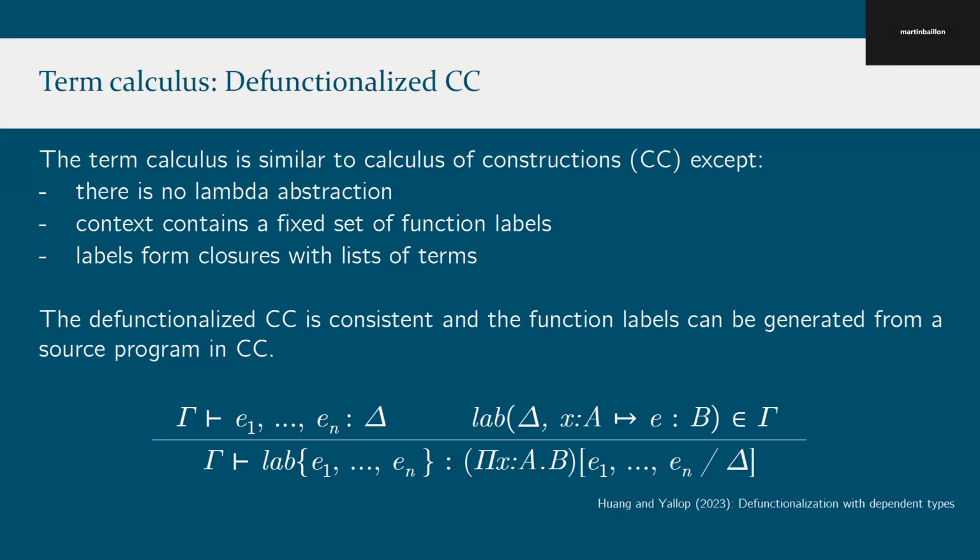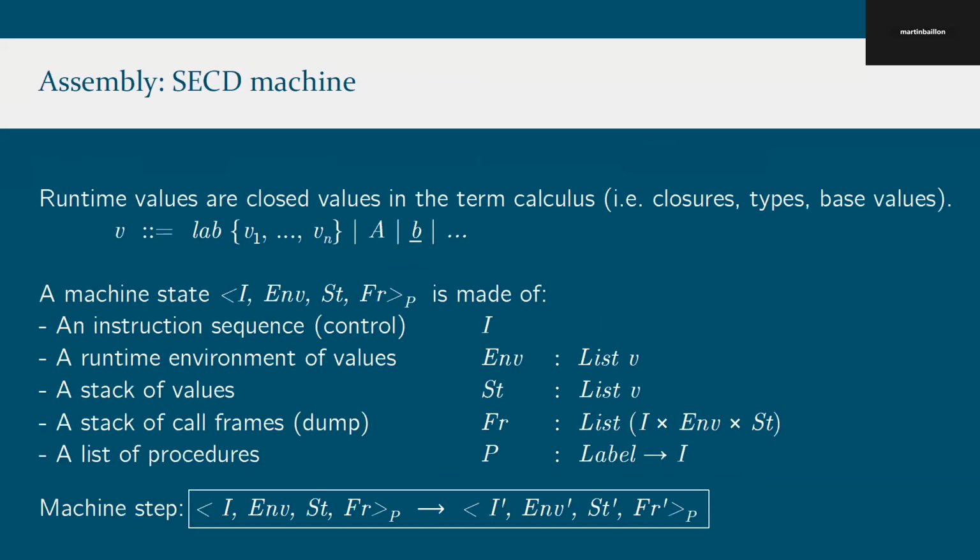And we have ways to just generate these labels from a given source program in CC, and we show that this calculus itself is consistent, and the defunctionalization transformation is type preserving. And well, with the term calculus done, the assembly language is as traditional as it could be.